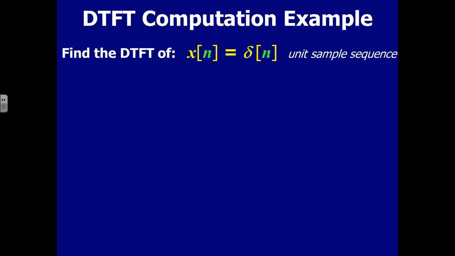So we'll take a simple example first and find the discrete time Fourier transform of a simple time signal, the most simple, a unit sample sequence, delta of n, where delta of n, of course, is defined as having a single unit sample with a value of 1 at n equals 0 and is 0 otherwise.